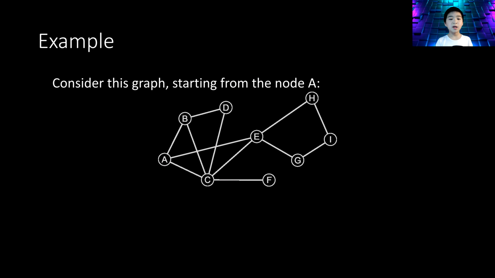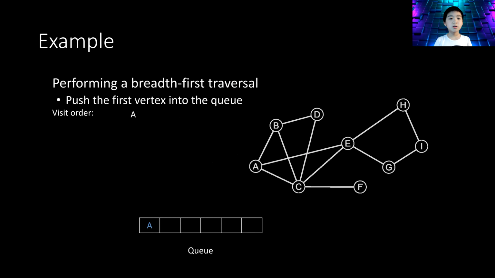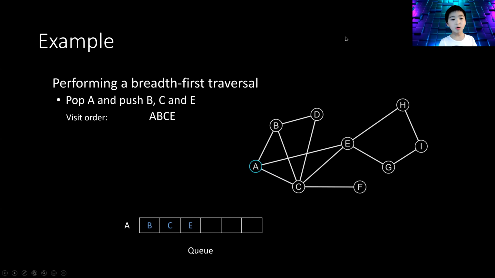So here we have a graph with vertices A through I. We'll start by adding A to the queue. Now we need to pop A from the queue and push its adjacent vertices to the queue. In this case, they are B, C, and E. Please note they can be added in the queue in any order, but if we prefer, we can keep them in alphabetical order.